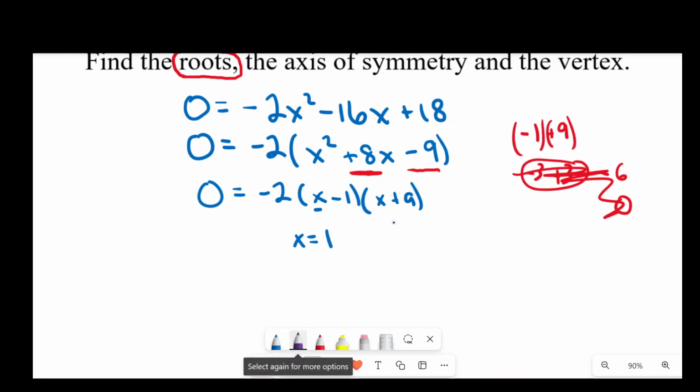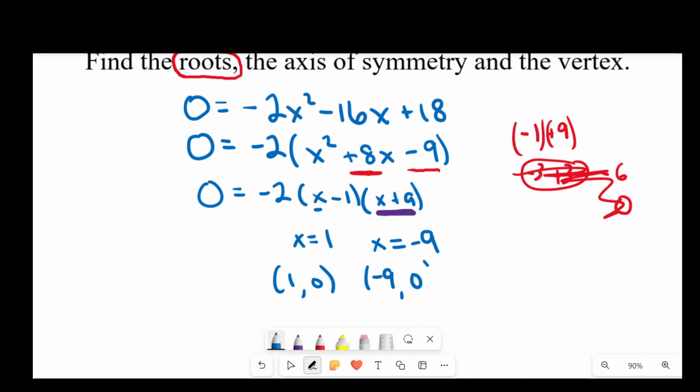And then I'm going to apply the same zero principle here. I have another bracket, and it says x plus 9. So what value of x makes that bracket equal to 0? Well, that would be negative 9. So those are my two roots. Sometimes we call them x-intercepts still. So if I wanted to write them as x-intercepts, I would write that. But it's okay to leave them as roots, which is just where you tell me what x is equal to.